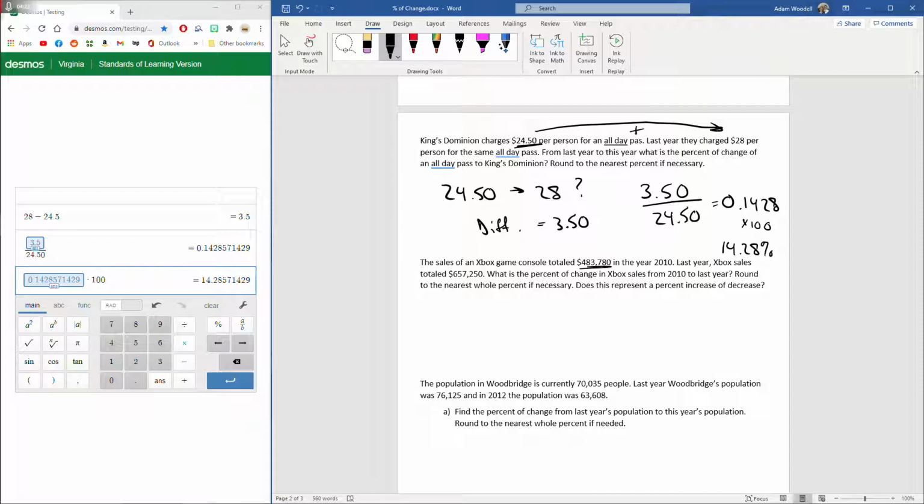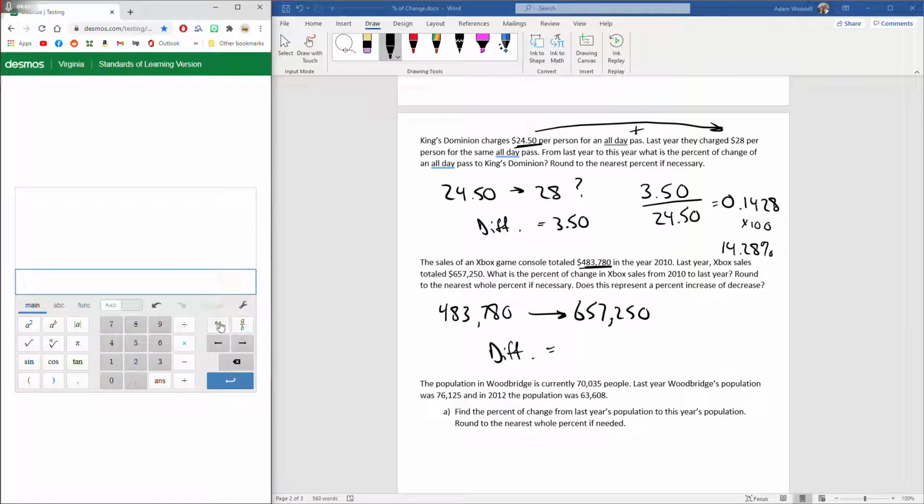So in 2010, it was this amount. So I'm starting with this number. And I want to know, how do I get from this number to this new number? So my very first step is to find the difference. Remember, difference is a subtraction word. So I'm going to find out, what do I need to do to get from 657,000 to 483,000? Okay, that's a difference of 173,470.